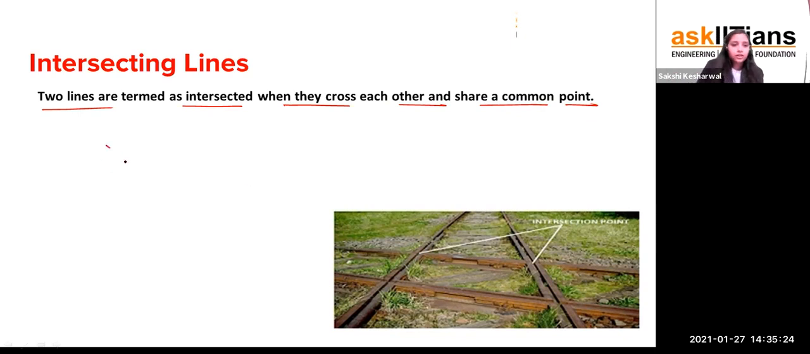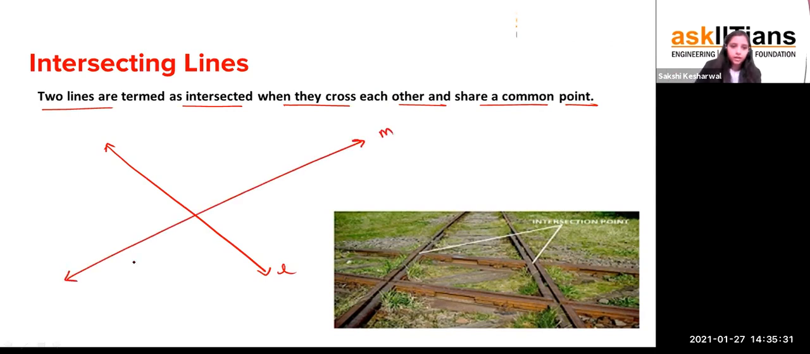So if you just take a line like this, right, this is a point L, and if you take this a point M, this is a line M. So what is this? This is a common point. This is a common point. Yes or no?